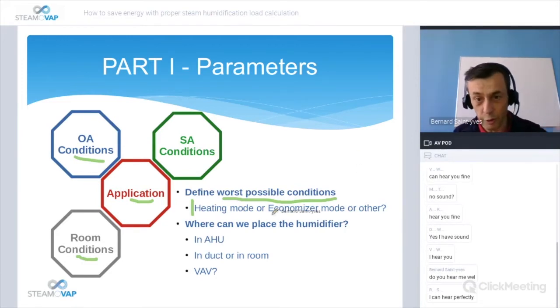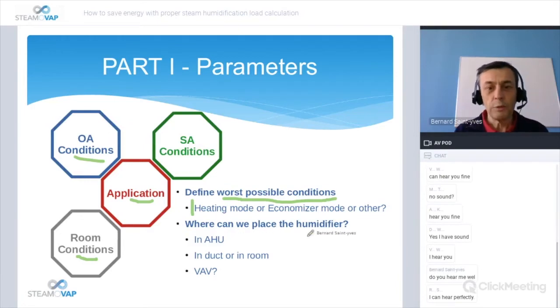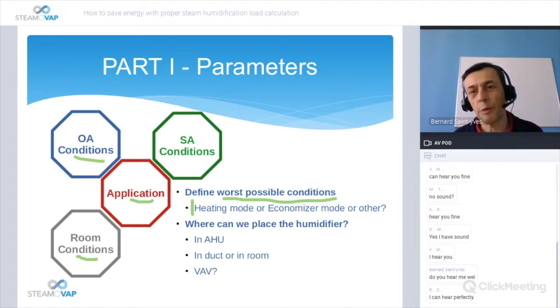The economizer means that you are using the outside air to cool, and you are bringing in more fresh air than you do during the heating mode. Where can we place the humidifier? That's another important parameter that sometimes is not well thought out by the engineer, because they sometimes just copy and paste what they have done in the past, and they have an air handling unit, so let's put it here. They used to put it into the duct, or where is the best place?